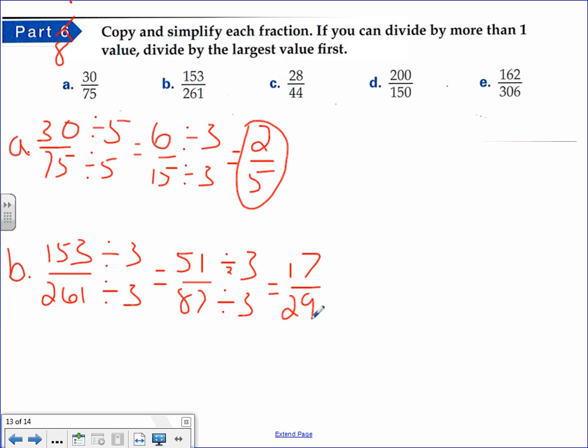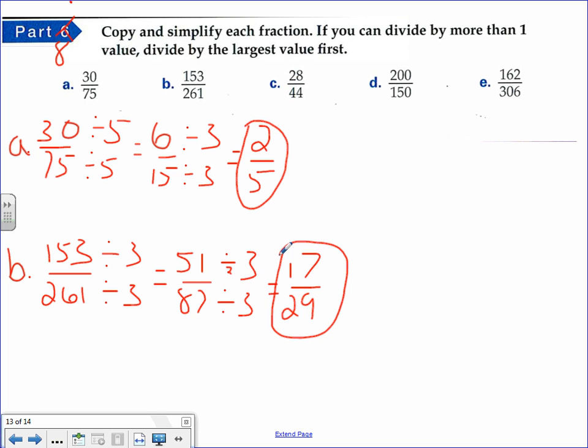Okay, now I'll check 3 again. Well, 1 plus 7 is 8, so 3 is not going to work for 17. It also would not work for 29. So then I can check 2. Again, to be divisible by 2, it has to be an even number, and neither one of these are even numbers. So we've tried all we can, so it looks like it simplifies to 17 over 29.